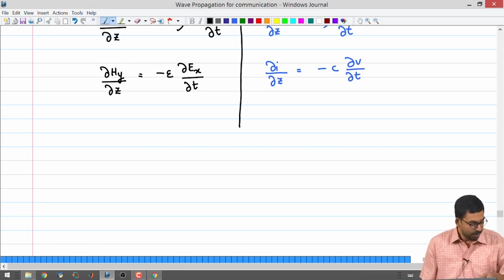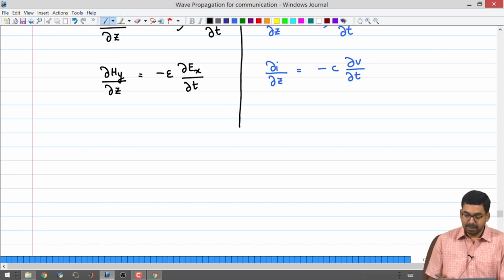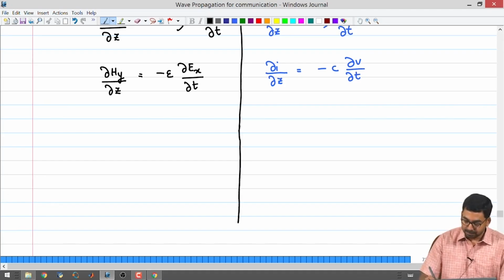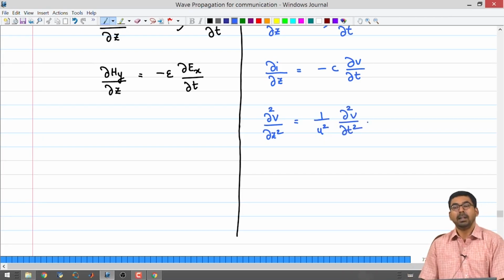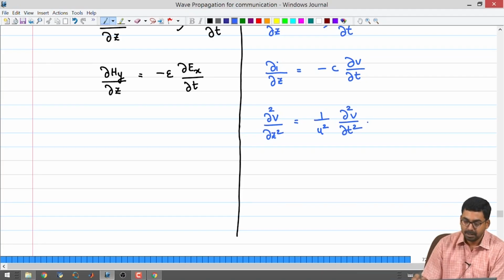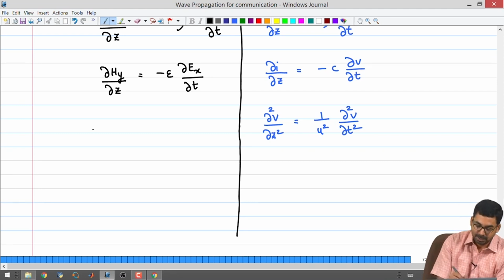One of the things that we can do is take the wave equation, okay. So, I will write down the wave equation for the transmission line on the right hand side. So, I will have ∂²V/∂z² is equal to 1 by u squared ∂²V/∂t². This is the equation that we had in the case of transmission line, okay. I want to write down this equation for the electric field. All I need to do is replace V with Ex, right.